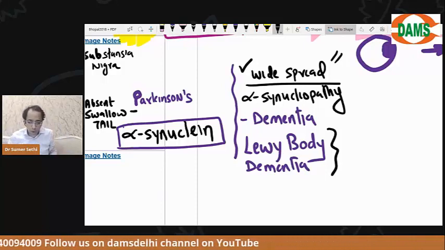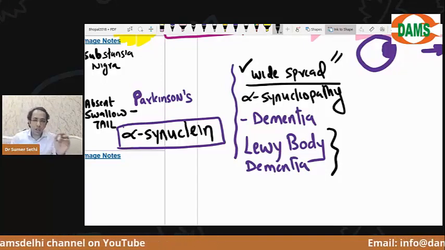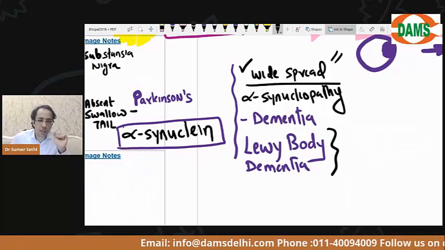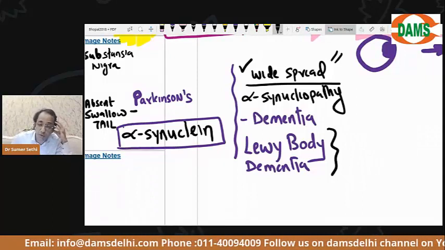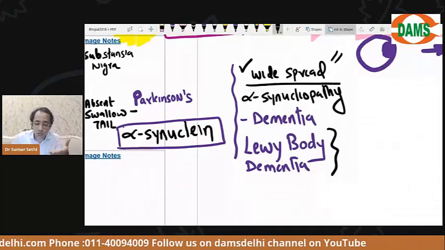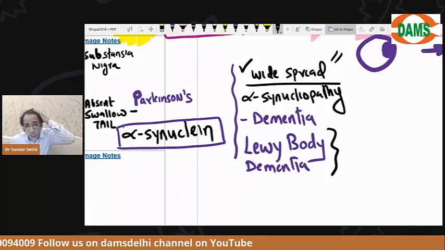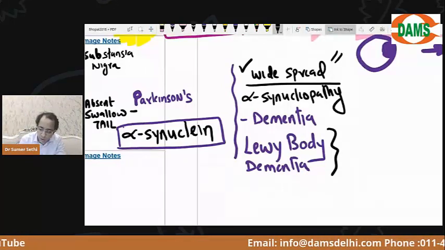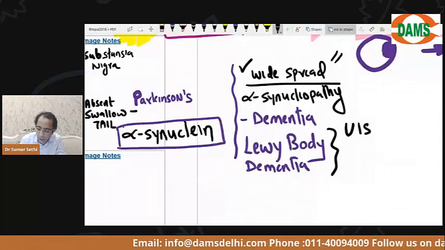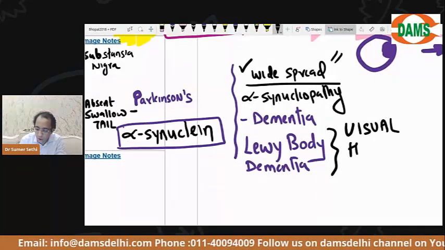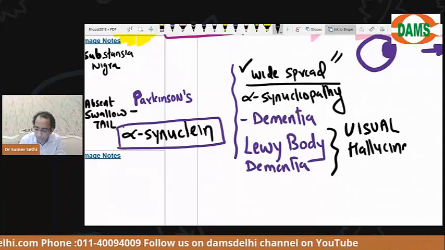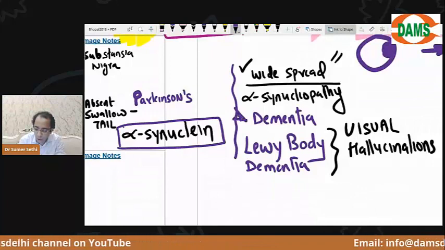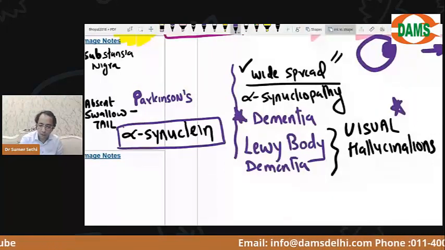But do you recall what part of the brain was involved in Alzheimer's dementia? In Alzheimer's dementia, it is temporoparietal atrophy. While in Lewy body dementia, the entire brain is involved and it has occipital involvement as well. Because of that occipital involvement, the patient has visual hallucinations. So as soon as a dementia patient has visual hallucinations, you start thinking of Lewy body dementia.